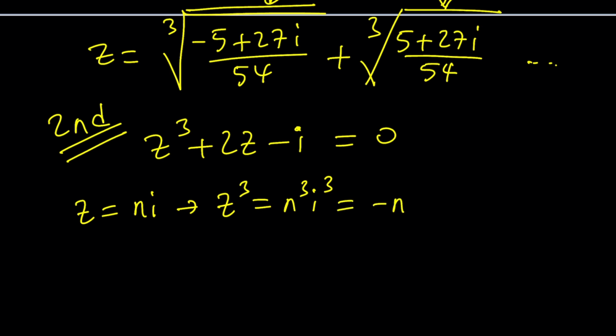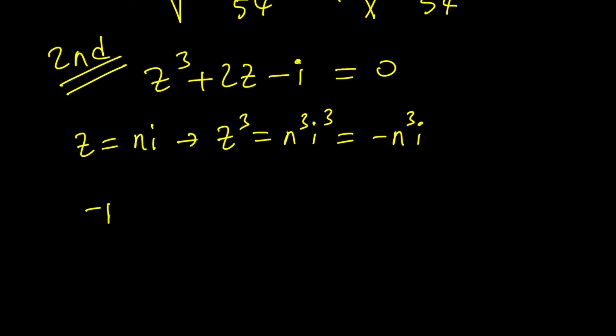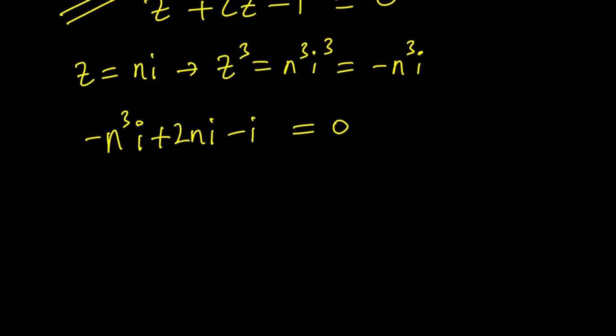So this will be negative n cubed i. Let's go ahead and plug it in and see what happens. Negative n cubed i plus 2ni minus i equals 0. You see, this makes sense because everything has i in it, and now we can go ahead and clear it. But let's go ahead and factor out a negative i here. We get n cubed minus 2n plus 1 equals 0.